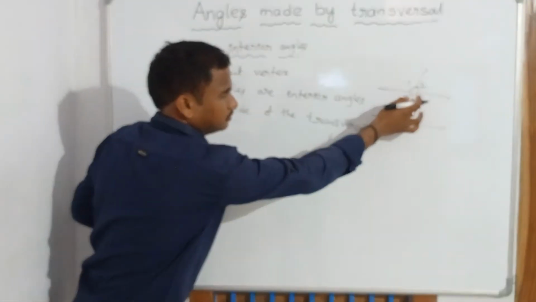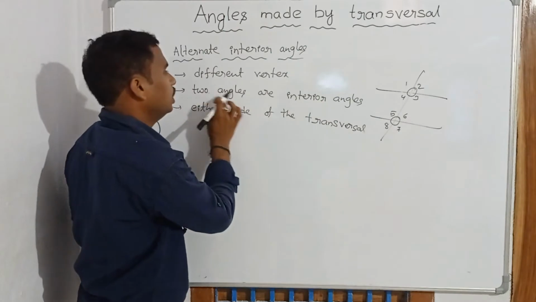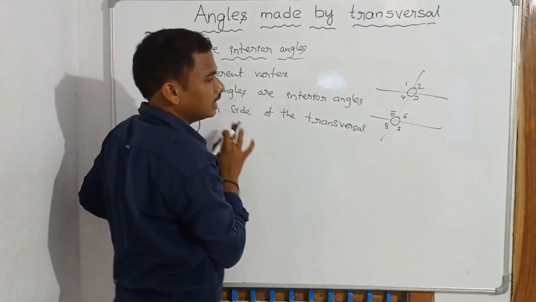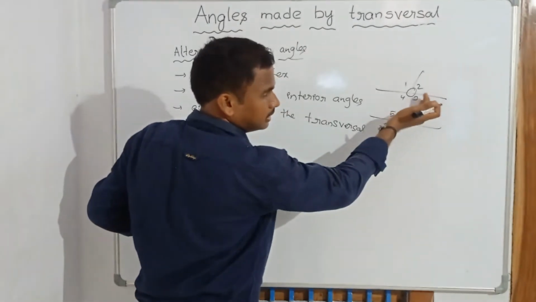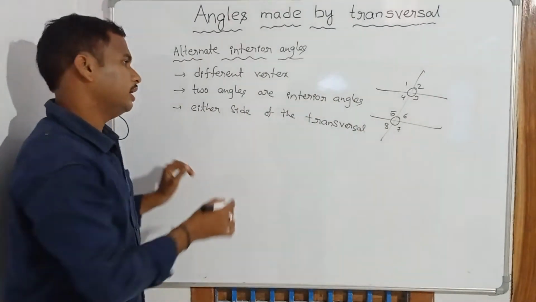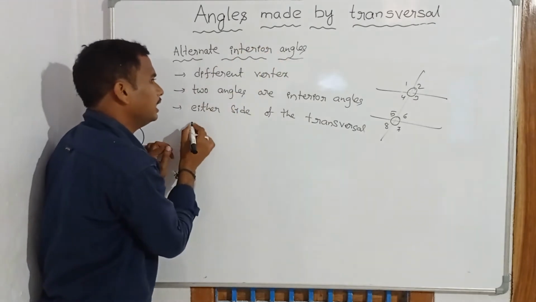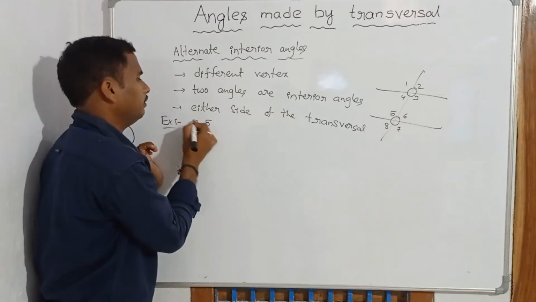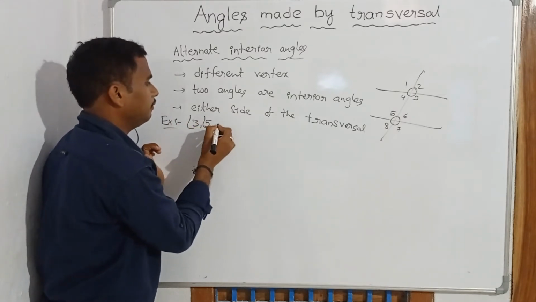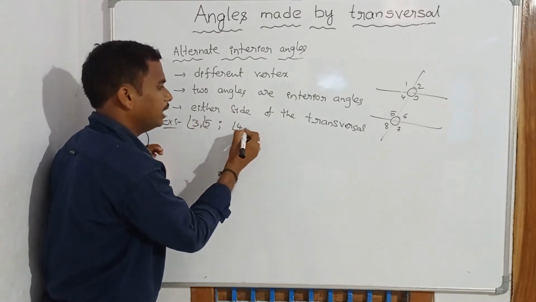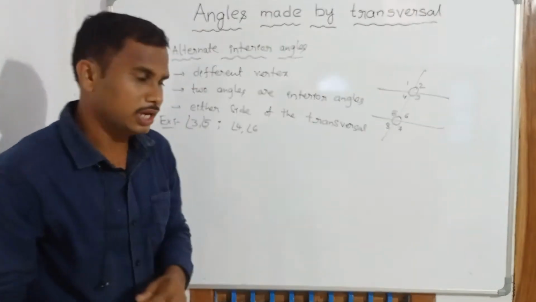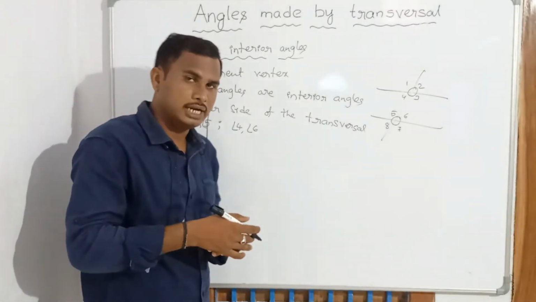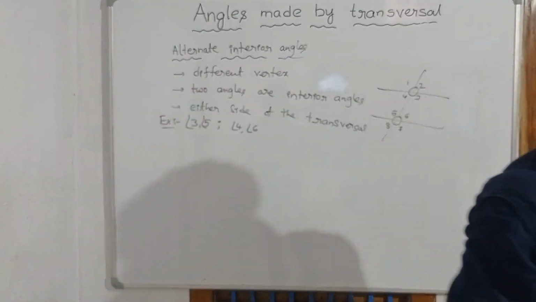Different vertex: 3 and 5 are different vertex. Two angles are interior: 3 and 5 are interior. Either side of the transversal: 3 is right side, 5 is left side. Okay? What are the alternate interior angles? Angle 3 and angle 5, and angle 4 and angle 6. These pairs are alternate interior angles. Understood? Take a screenshot.